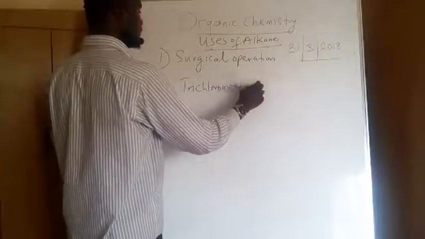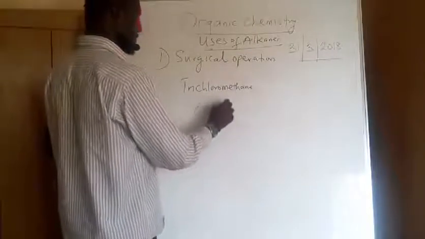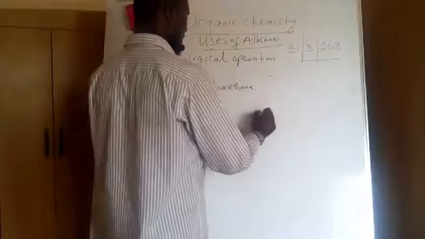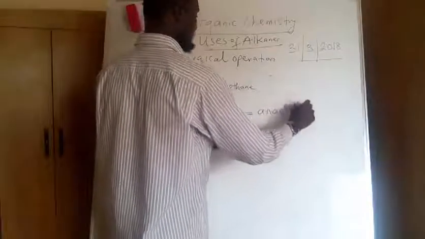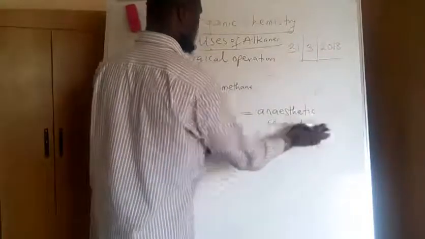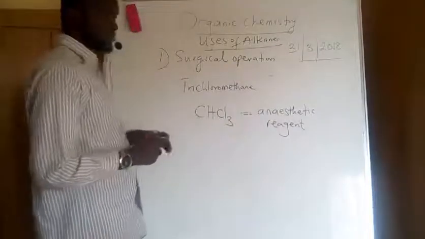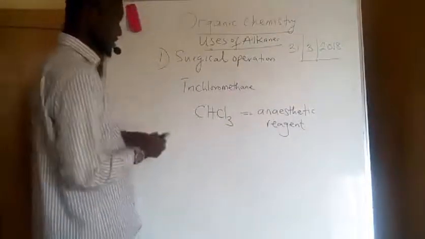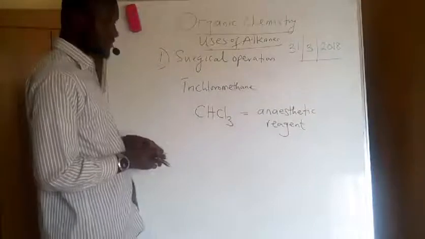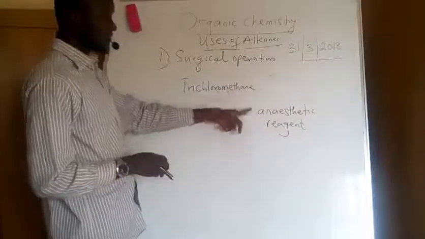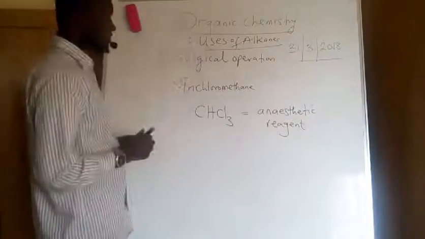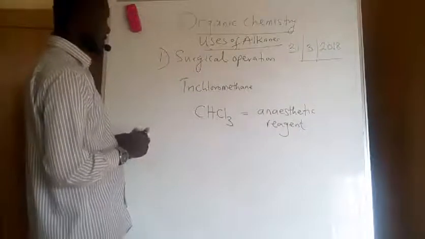Trichloromethane is derived from methane. When you have 3 chlorine attached to the methane, we have trichloromethane. So this chemical is used as an anesthetic reagent. Anesthetic reagent is what is used in surgical operation to make a patient sleep. So before you start your operation, you have to make the patient sleep. So one of the chemicals you apply to the system of the patient is trichloromethane. It is an anesthetic reagent. It makes the patient sleep until the operation is done. So this is one use of alkane.